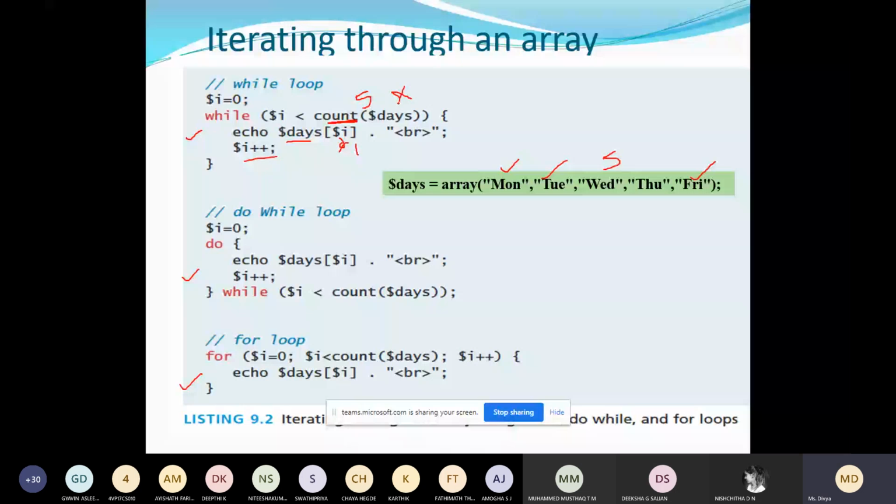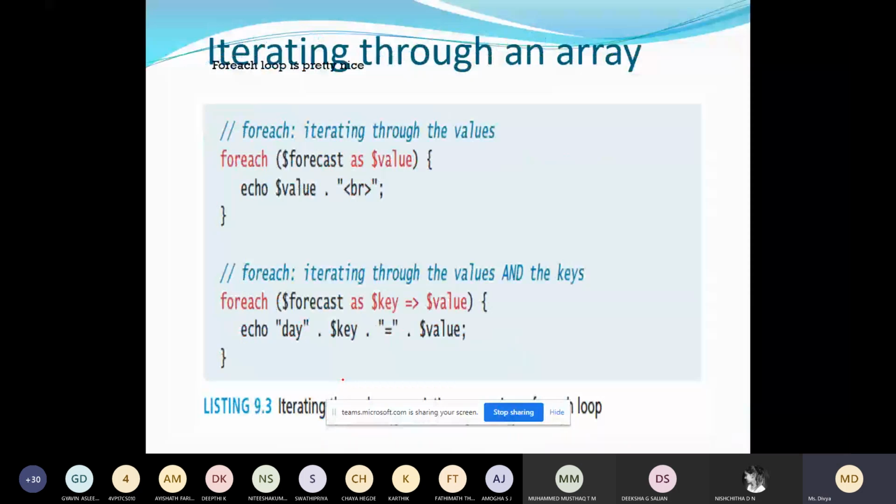And this is using a do while loop, which you can also perform. And this is using a for loop. The for loop is also similar to your C programming: initialization, condition and increment or decrement, and printing the values of array elements. The only thing is, wherever you have variables, give the dollar symbol. One more thing is iterating through an array using foreach.